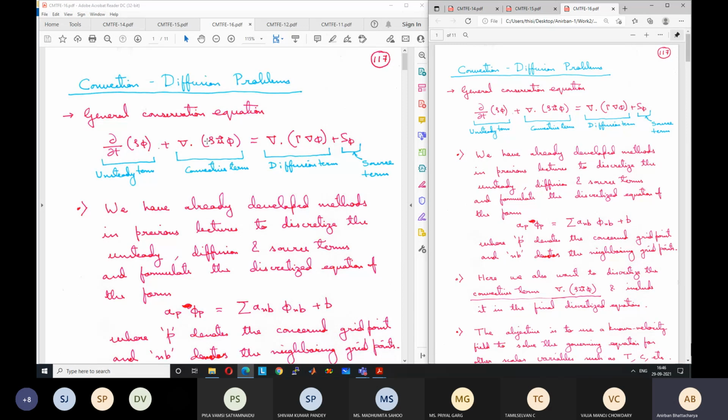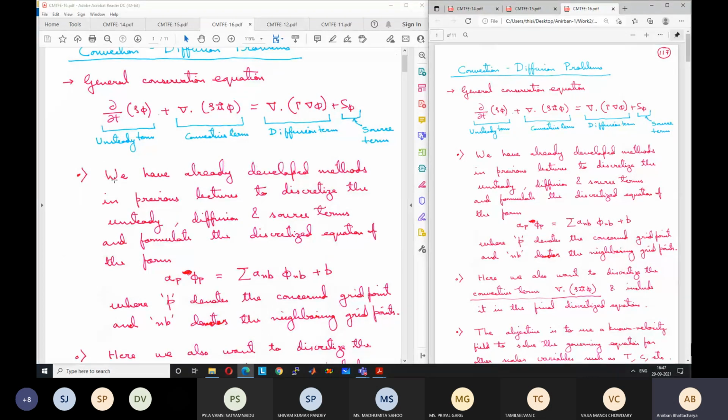much more difficult. So now we will see in this chapter how to incorporate the effect of convection in the discretization method, meaning how to discretize the equation when convection is present.